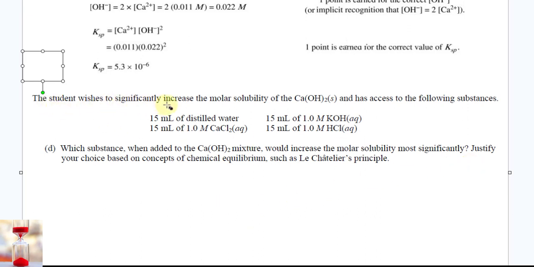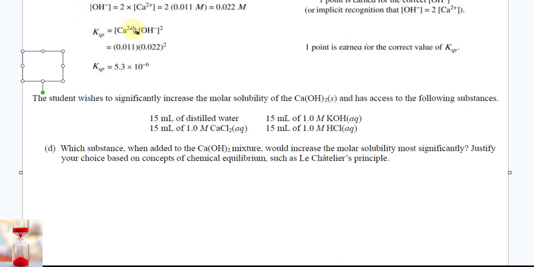A student wishes to significantly increase the molar solubility of the calcium hydroxide and has access to the following things. Okay, water, calcium chloride, calcium hydroxide, HCl. Which substance, when added to the calcium hydroxide mixture, would increase the molar solubility? Which would have us increase the amount of calcium hydroxide that dissolves per liter? Justify your choices based on the concepts of chemical equilibrium.